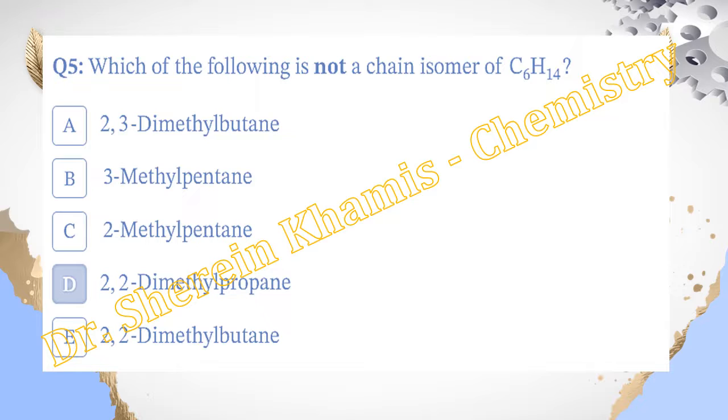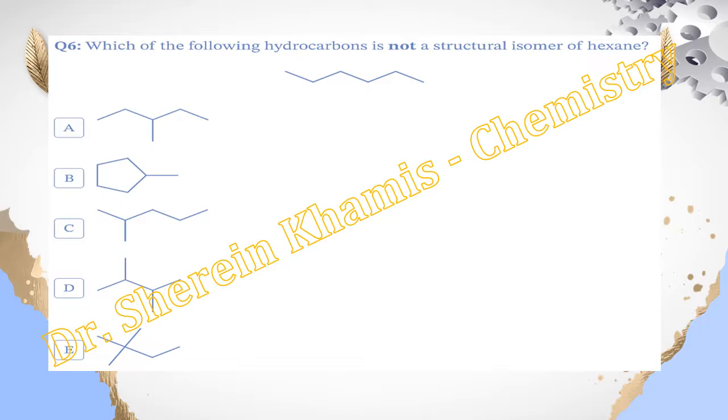Let's discuss question number 6. Question number 6 says: which of the following hydrocarbons is not a structural isomer of hexane? If we discuss hexane, it means that it is a saturated compound. So all chains must be saturated, not cyclic, as in the classification of hydrocarbons. The one making a cycle will be unsaturated.